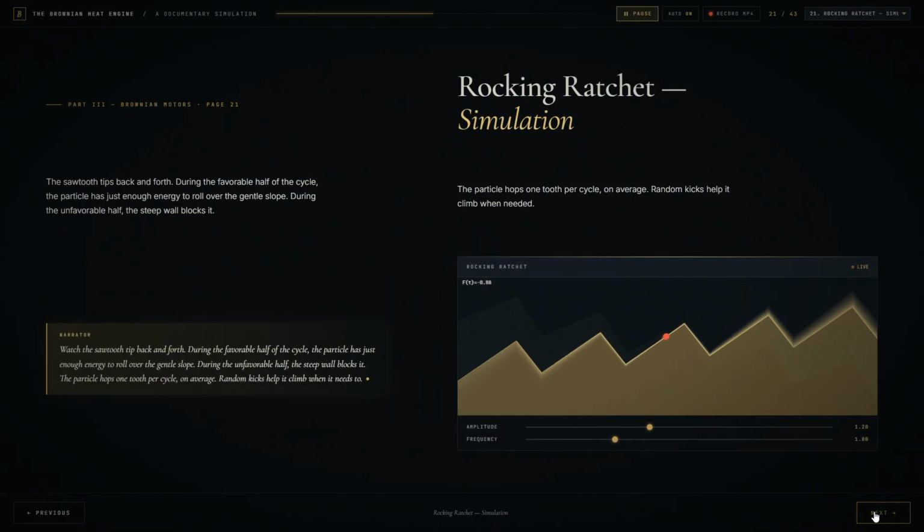Watch the sawtooth tip back and forth. During the favorable half of the cycle, the particle has just enough energy to roll over the gentle slope. During the unfavorable half, the steep wall blocks it. The particle hops 1 tooth per cycle, on average. Random kicks help it climb when it needs to.